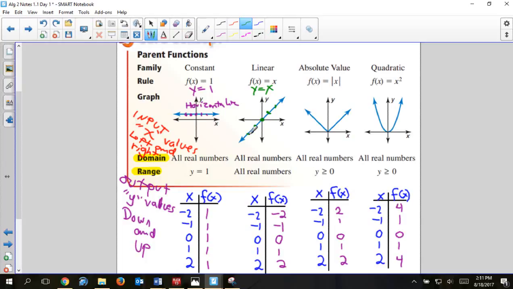Forever. All real numbers. So that's the domain and range for the linear family. That's always the domain and range for the linear family. And then the ordered pairs I've given you. Next is the absolute value family.